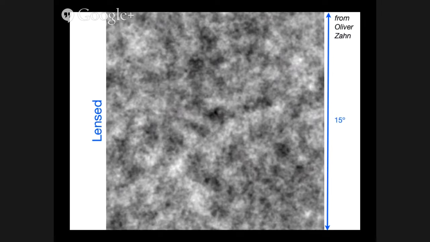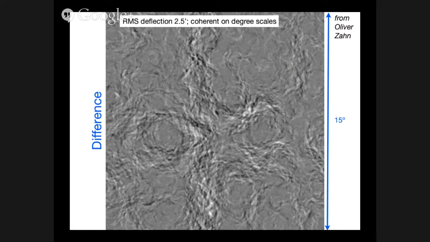To better view it, we can look at the difference map between these images. As you can see, the actual individual deflections are on the order of arc minutes, I think 2.5 arc minutes RMS. These are in the weak field deflection limit, so each one of these observed deflections is the product of, say, 50 individual deflection events along that line of sight. Although these are small, they're coherent on large scales, even over tens of degrees. So you want a combination of both small-scale information and large-scale surveys.